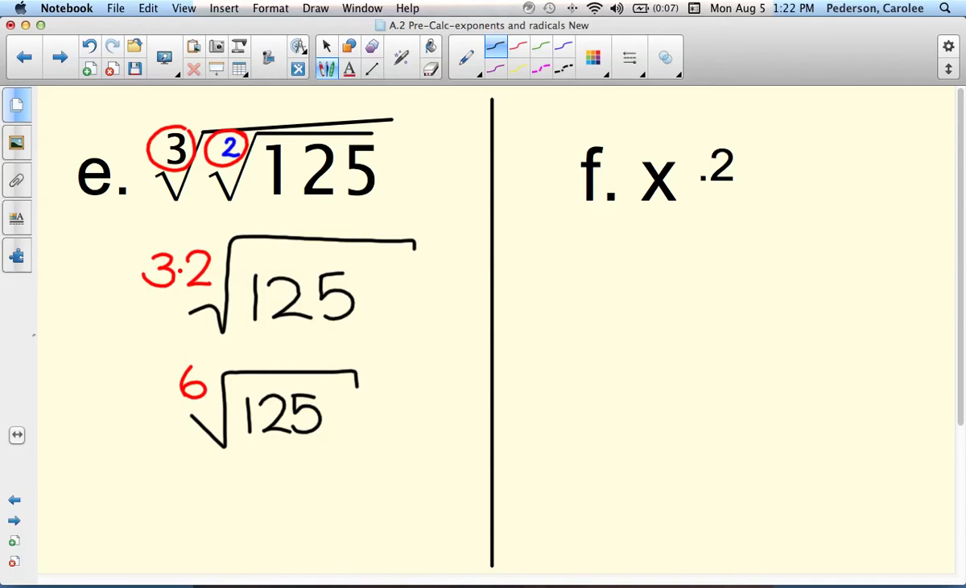The last example is just x raised to the 0.2. You can change that if you want to from 0.2 to 1/5. And then rewrite that as a radical of x. 1 goes as the power, and then the index of 5. So we say that's the 5th root of x.